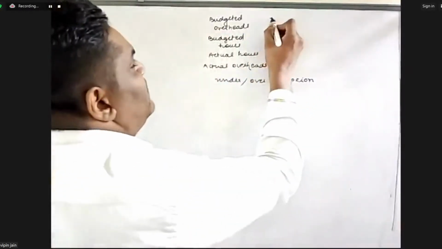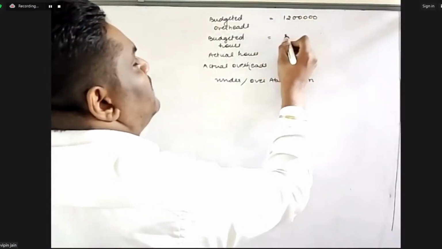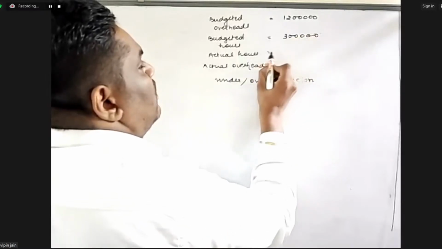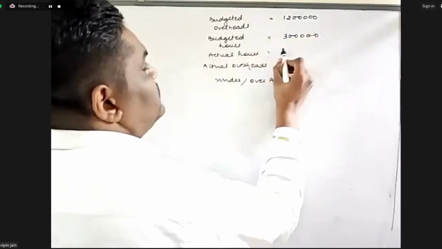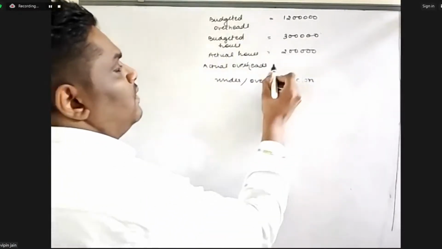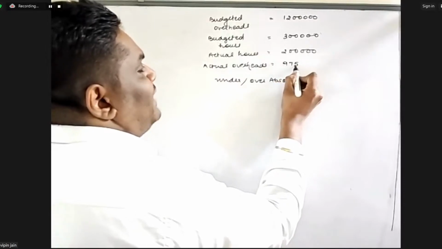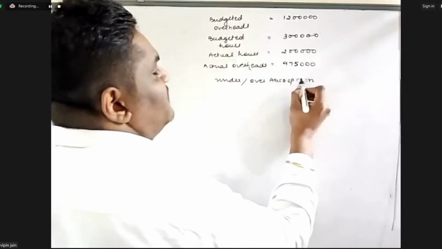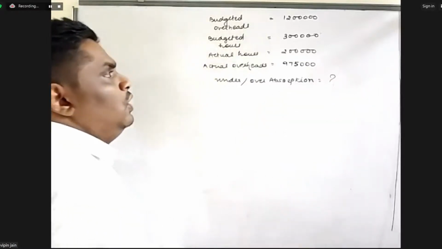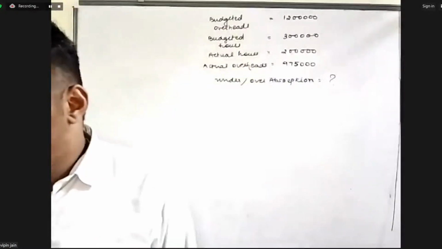Now let's say my budgeted overheads are 12 lakh. My budgeted hours are 3 lakh. Actual hours are 2 lakh. Actual overheads are 9,75,000. You have to calculate under or over absorption of overhead. Waiting for your answers, guys.